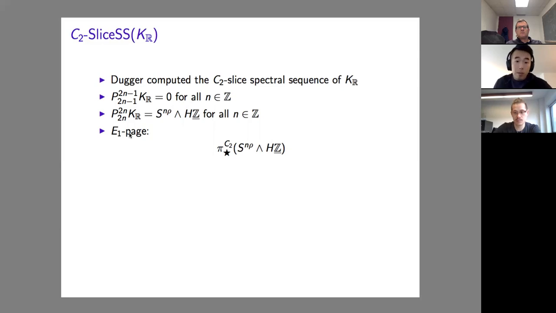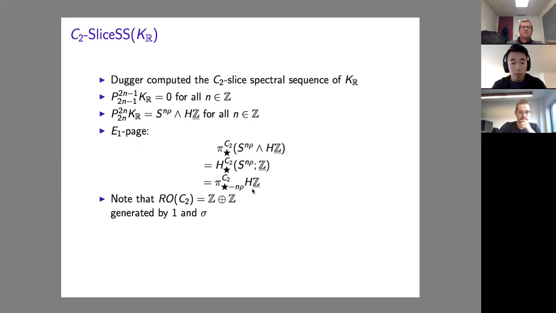When you compute this E1 page, you're computing the π_star of S^{nρ} smashed with HZ bar. This is the Bredon homology of the representation sphere S^{nρ} with coefficients in the constant Mackey functor. Or you can view it as the homology of a point, the equivariant homotopy group of HZ bar. And this can be fully computed. So I'm just going to say that inside here, this has been fully computed.